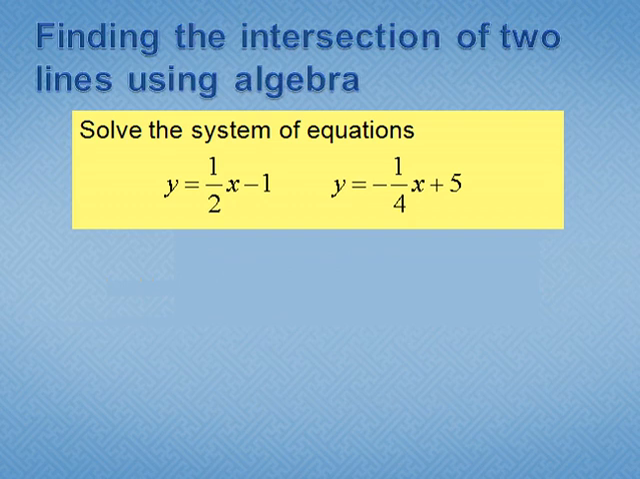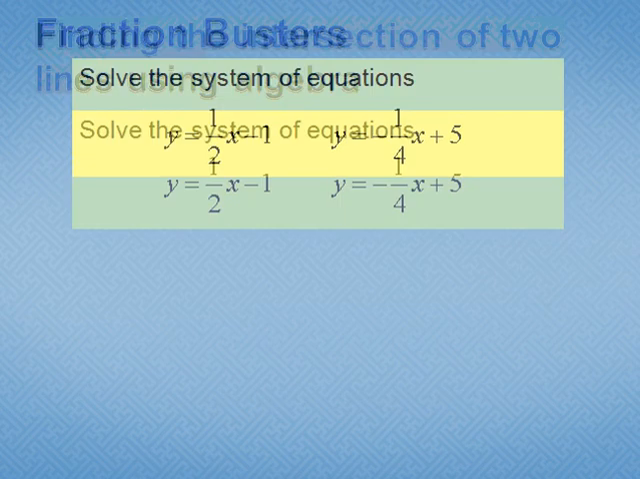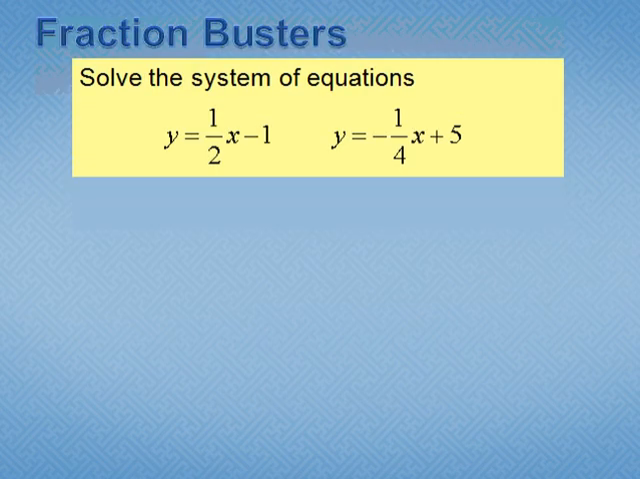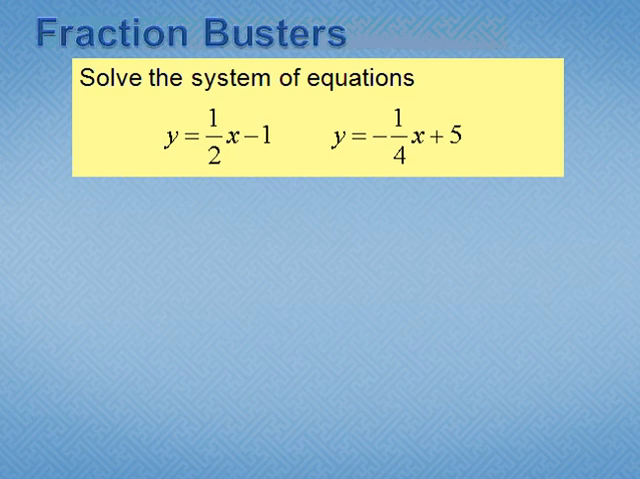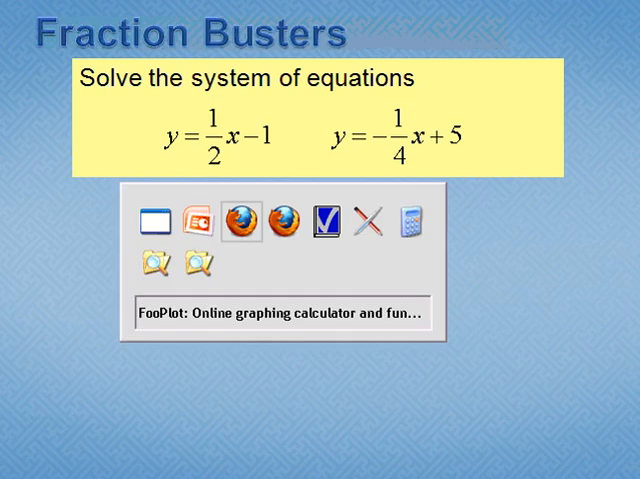And so here's a problem like what you'll see in the test. y equals a half x minus 1, then y equals another line, negative 4th x plus 5. So before we start the algebra work, realize there's two techniques you can use here. There is fraction busters and there is not fraction busters. But before we do either one, let's go to an actual graph and see where these lines cross in the first place.